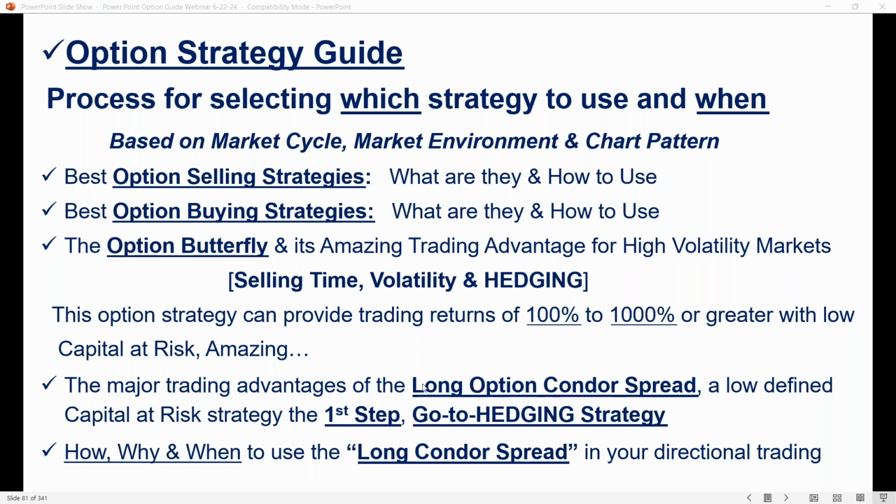The major trade advantages of our long option condor, we do a lot of these, and this course will really define how we use them, when to use them, and why, because it's such a low defined risk, positive theta trade. So then we'll go through step one, the go-to hedging strategies used, which are typically going to be the butterfly and condor, and then why, how, and when to use that condor spread.